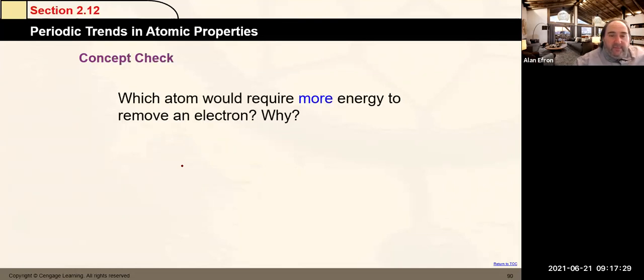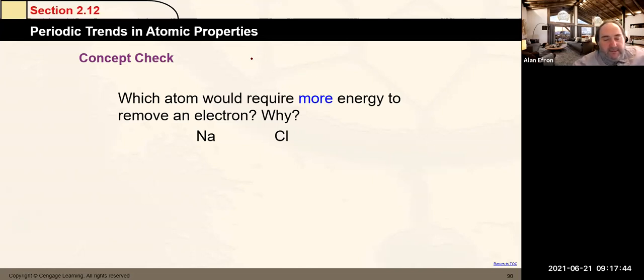So which atom would require more energy to remove an electron, and why? If we think about sodium versus chlorine, they are in the same period on the periodic table.